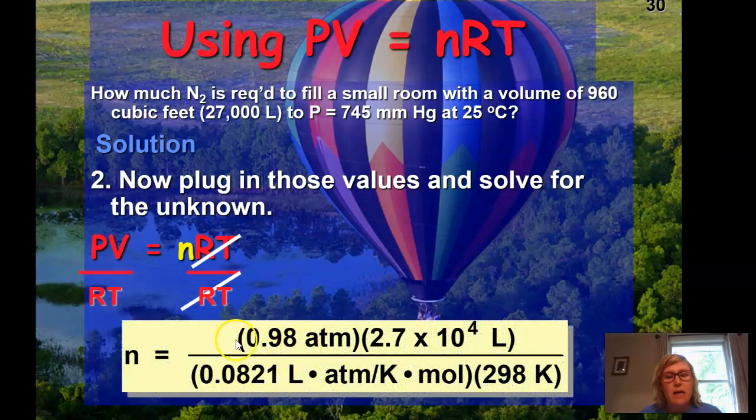Now, this is the setup. Pressure, 0.98 ATM. This is 27,000 liters, or 2.7 times 10 to the 4. This is your R constant that's given to you, and this is your temperature in Kelvin. So let's go through and see what needs to be crossed out, what units.